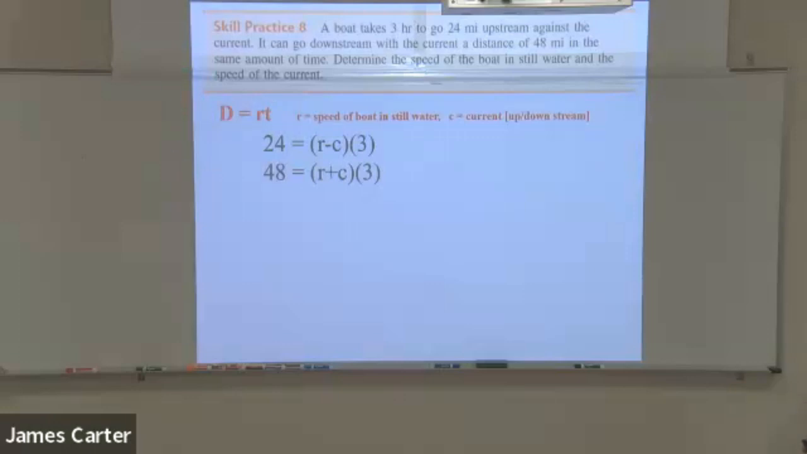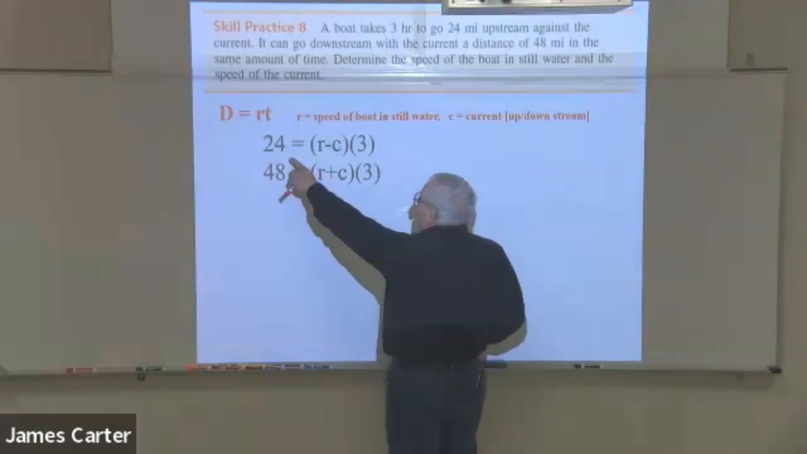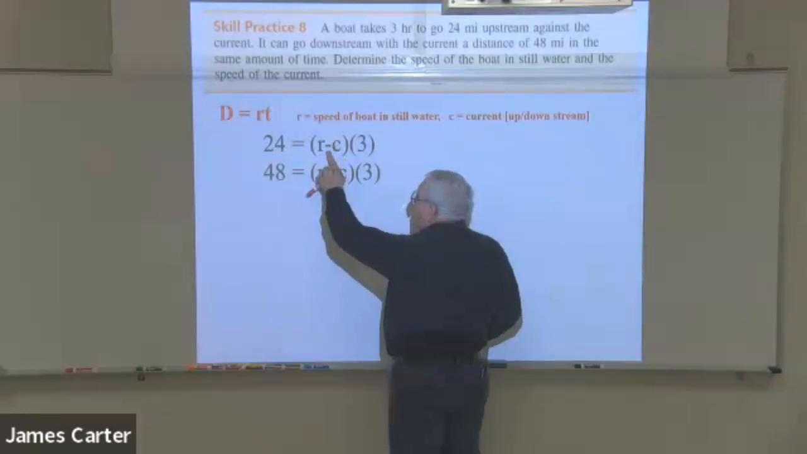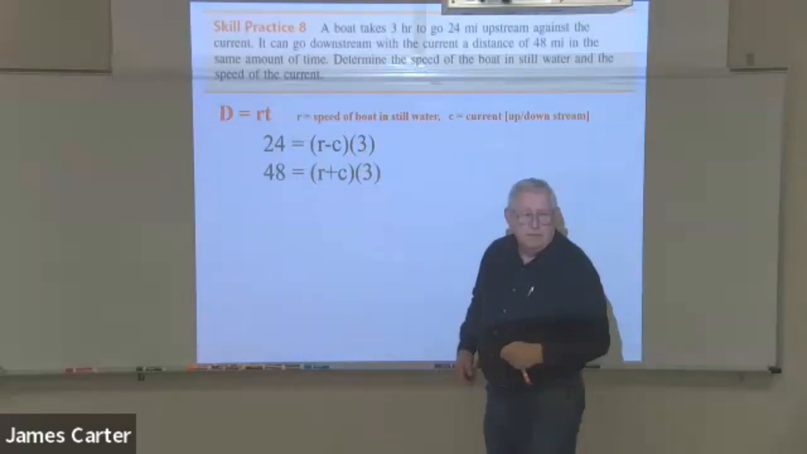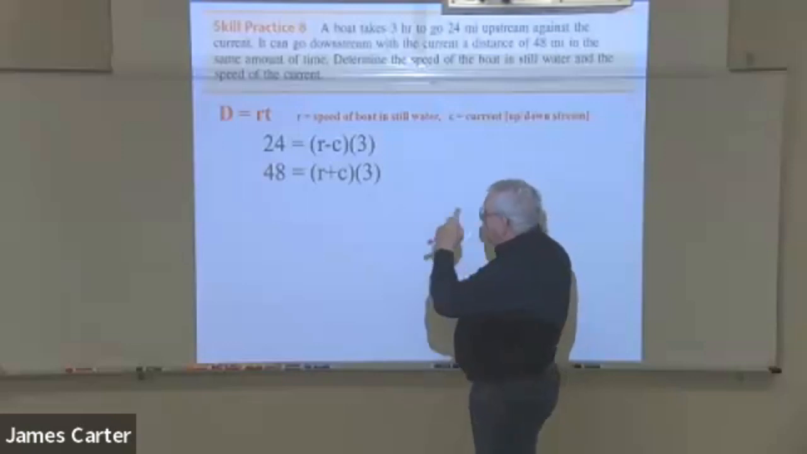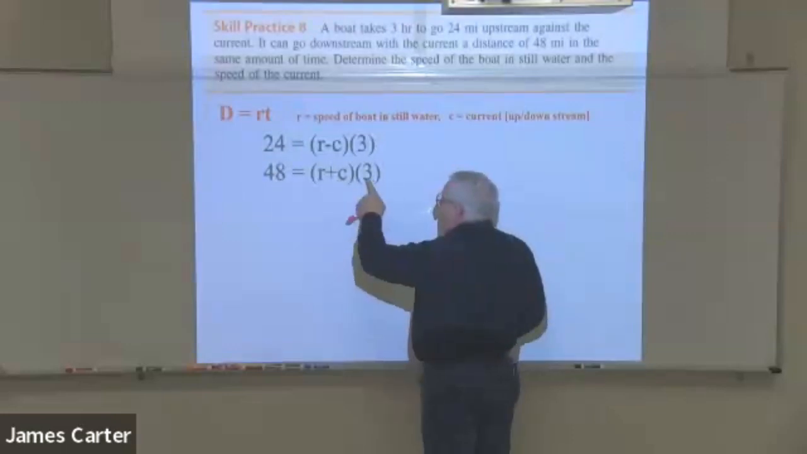Well, this again is a D equals RT problem. We'll let R stand for the speed of the boat in still water, C for the current. And we're going to have a plus and a minus current. So here are my two equations. When it's going against the current, the current's fighting it. They go 24 miles in 3 hours. When the current's pushing it faster, 48 miles in 3 hours.